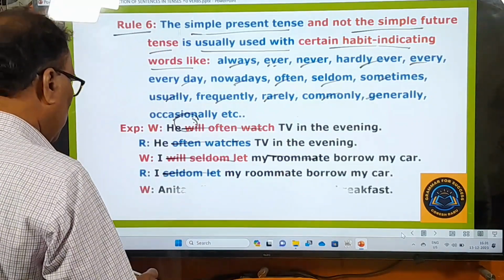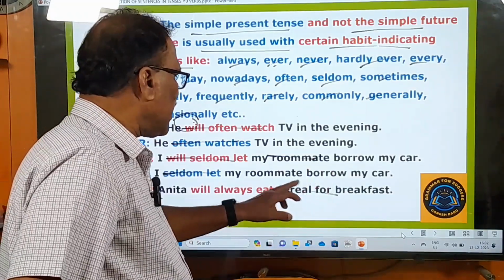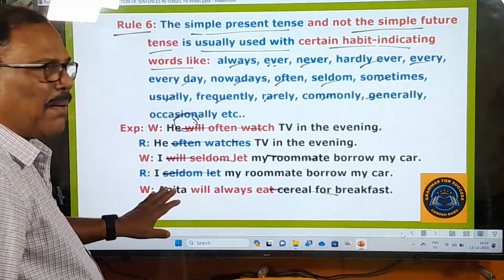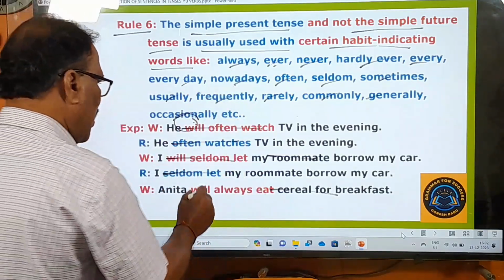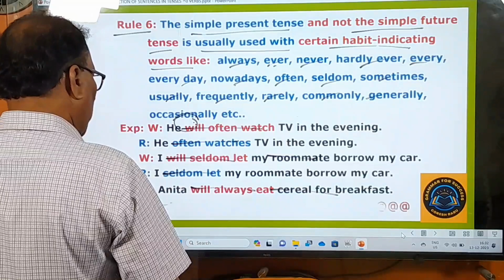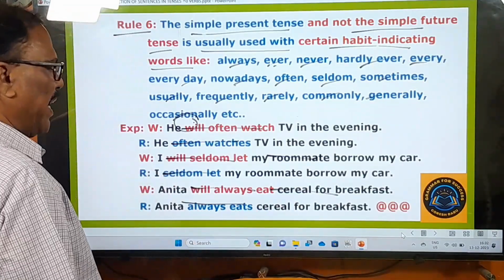And one more example is given here. Anita will always eat cereal for breakfast. Eating cereal for breakfast is Anita's habit. So to indicate that habit, you should not use the simple future tense. You have to use the simple present tense. Anita always eats cereal for breakfast.